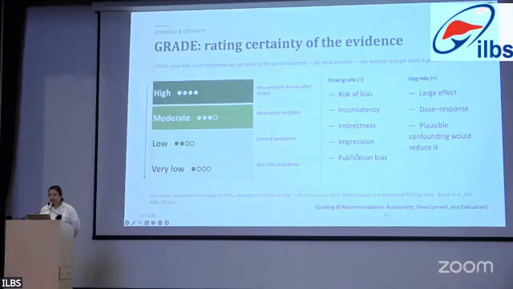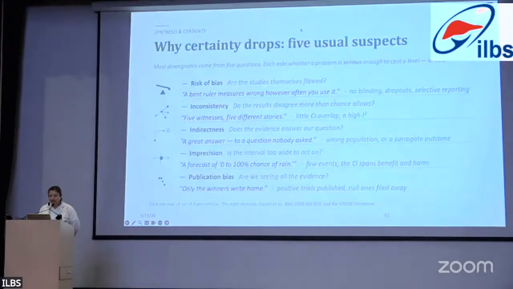This is actually an independent class. But we downgrade because of these 5 reasons, and upgrade if we have a large effect or dose response. I will not go into detail because of the time. Risk of bias is when the studies themselves are flawed, whether we look at the RCT or the non-randomized trial. Inconsistency is when the studies are not consistent, with 5 different stories. Indirectness is a great answer to a question nobody asked. All these things drop our certainty level.